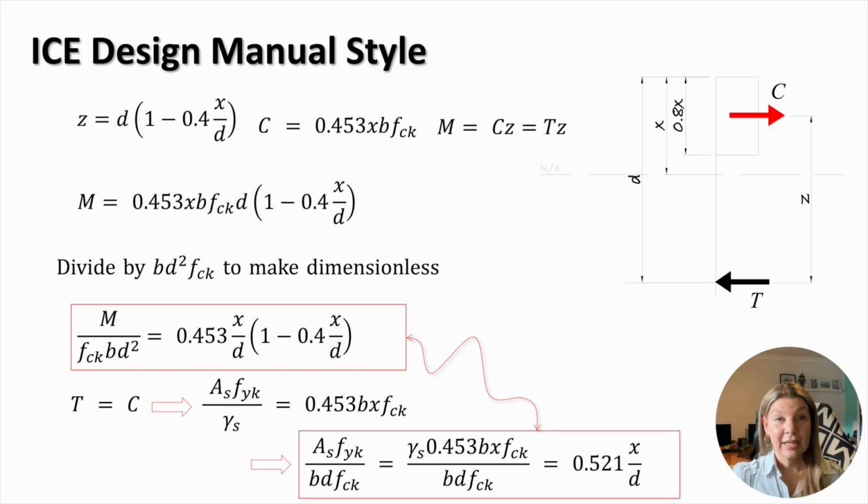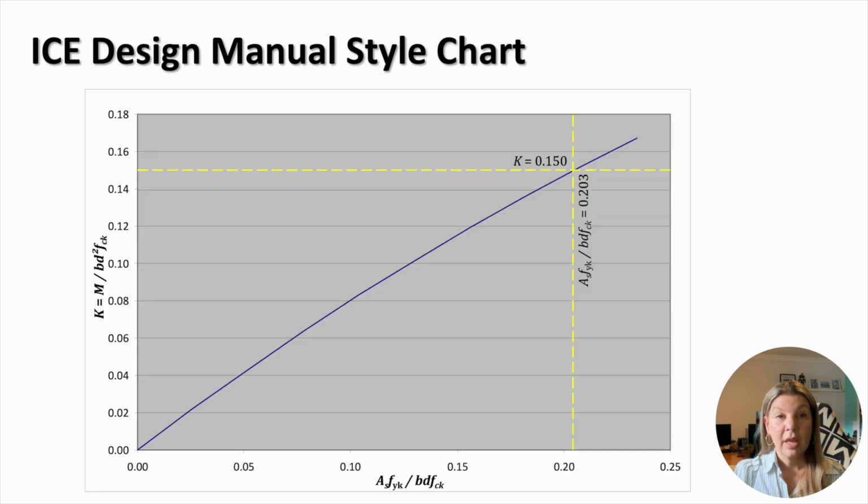Since the left-hand sides of these two relationships depend on the X to D ratio, they can be combined into a chart. The chart is developed for a series of X to D values and is shown here. As you can see, the abscissa is a non-dimensional quantity AS times Fyk divided by BD FCK. The ordinate is the non-dimensional parameter K. The chart can be used to design a new singly reinforced concrete section for a certain moment or to analyse an existing section for bending capacity.